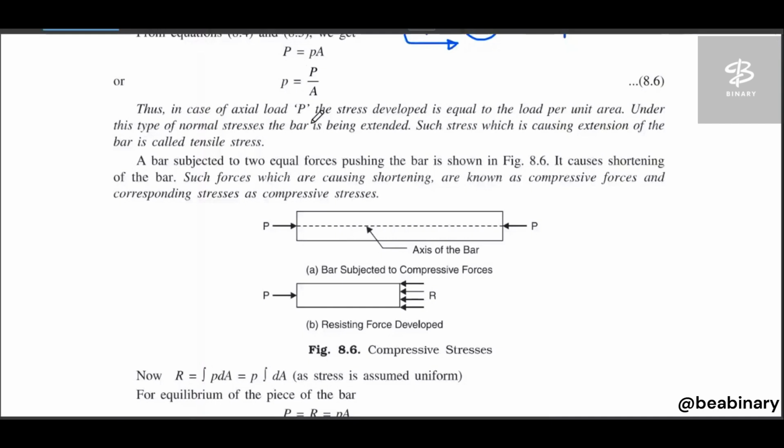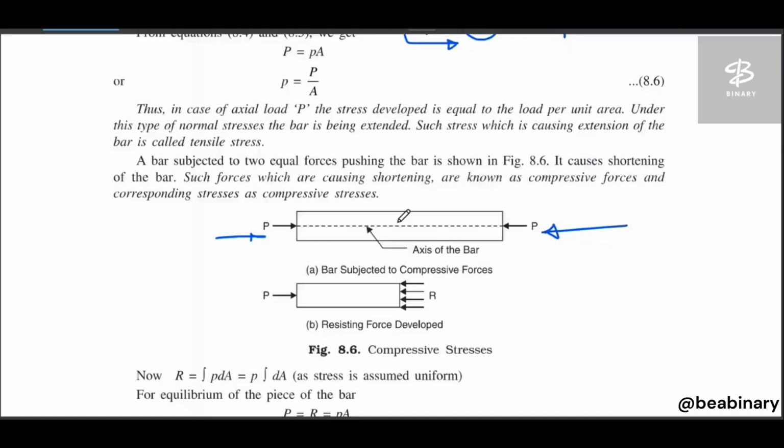The last one I have already discussed: a simple tensile force applied on the body. In that manner, this is the compressive force. Here the compressive forces are applied, which means the body is shortened, and the body is bulging in that manner.